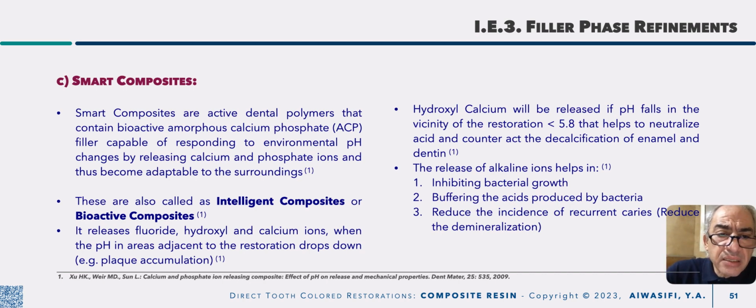What is meant by that? When the pH drops due to bad oral hygiene or due to any periodontal disease, the material will release calcium phosphate in a form of hydroxyl calcium when the pH drops under 5.8. To neutralize the acidity and to counteract the effect of decalcification of enamel, it will remineralize your enamel again.